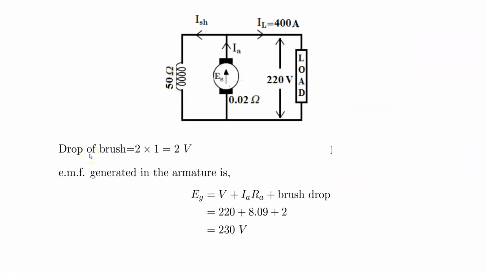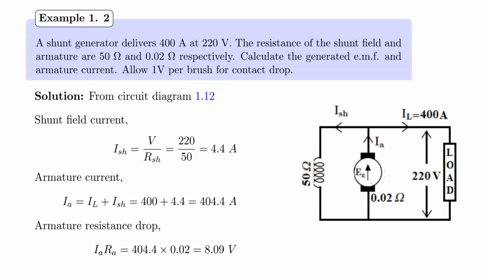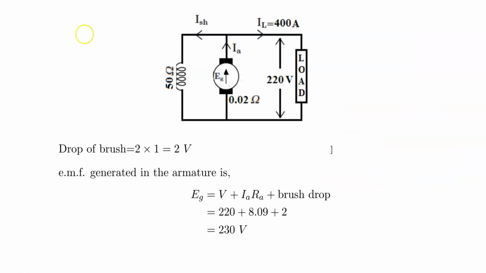Now we have to find the brush drop. Brush means in a generator there are two brushes. This is a brush and this is a brush. When current flows through the brush, there will be a voltage drop. So in the problem, it is already mentioned as 1 volt per brush. There is a voltage drop of 1 volt in each brush. That means we have to consider the voltage drop as well.